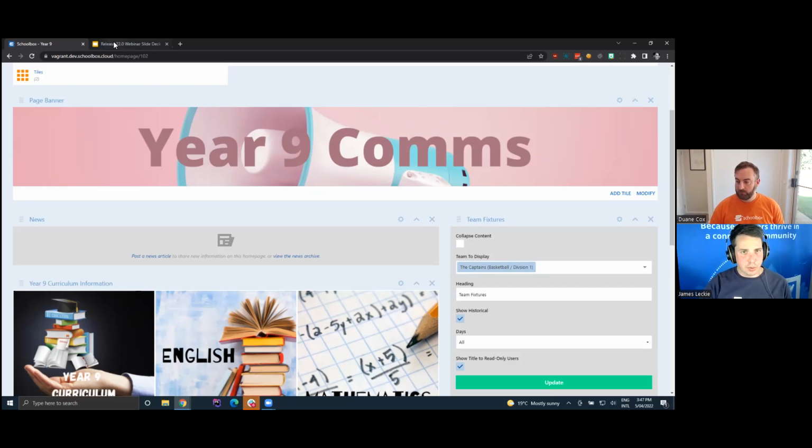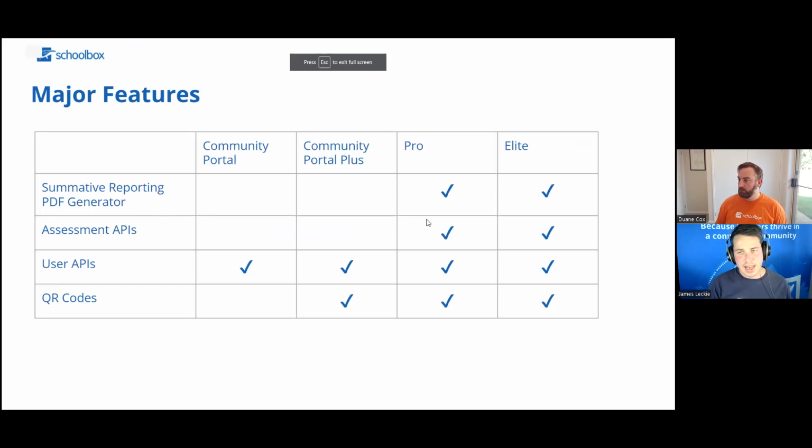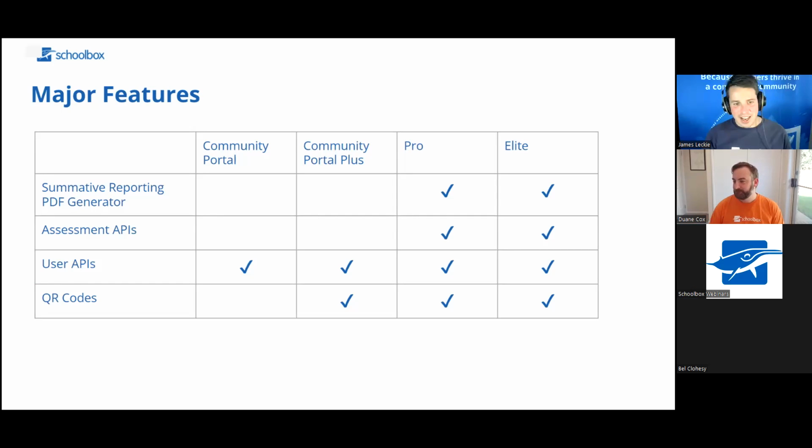I should also point out that not all features that we've talked about today are in all plans. Some of these features will only be available in certain plans. Any of the LMS type functionality is only in the Pro and Elite plans. The user APIs are in all plans, so the ability to manage your user data is available in all plans. I haven't even talked about the APIs yet. And the QR codes will be in Community Portal Plus and up. So just to give you an idea of where those features will land.